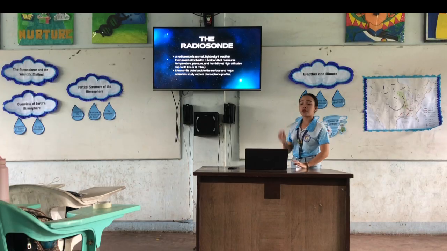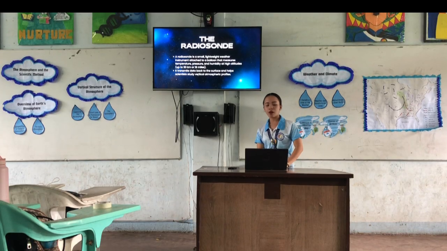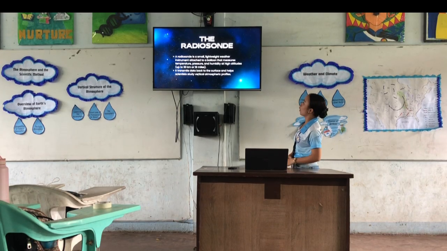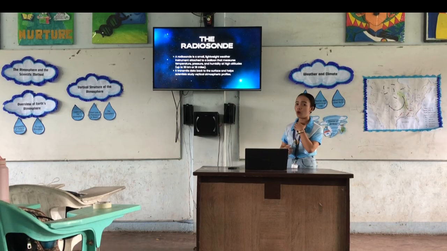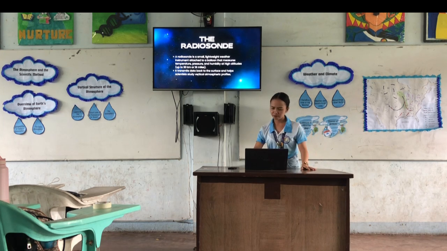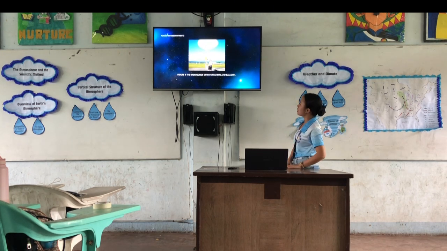Now we will proceed to the radiosonde. A radiosonde is a small, lightweight weather instrument attached to a balloon that measures temperature, pressure, and humidity at high altitudes, up to 30 kilometers or 90 miles. It also transmits data back to the surface and helps scientists study vertical atmospheric profiles. This is an image of the radiosonde with parachute and balloon.